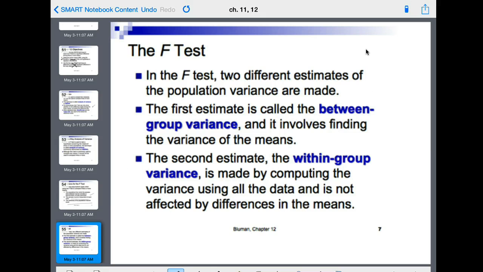In the F test, two different estimates of population variances are made. The first estimate is called the between group variance, and it involves finding the variance of the means. The second estimate, the within group variance, is made by computing the variance using all the data and is not affected by the differences in the means.